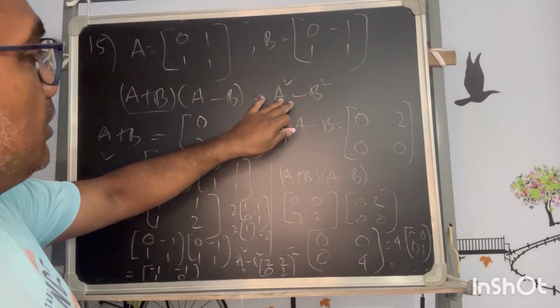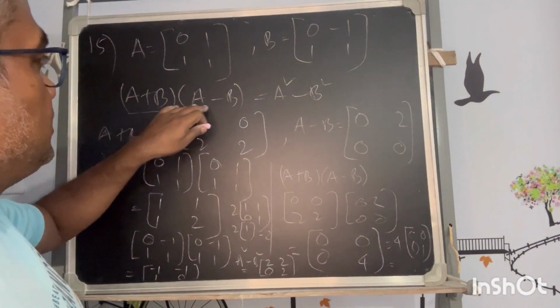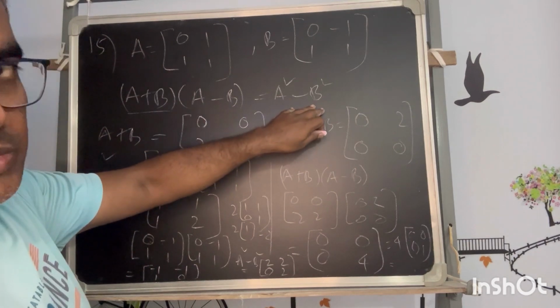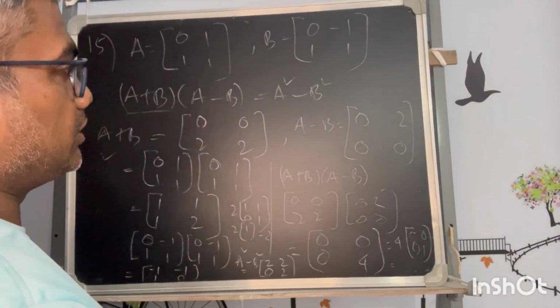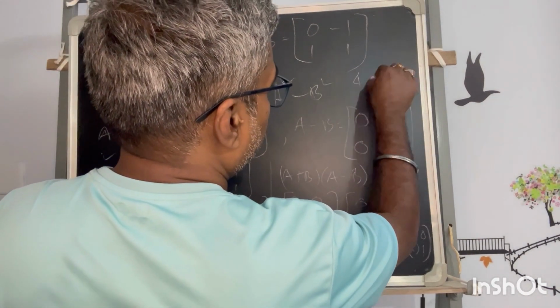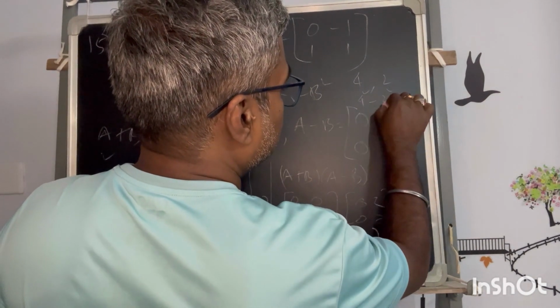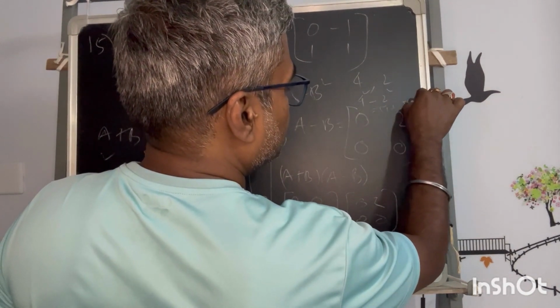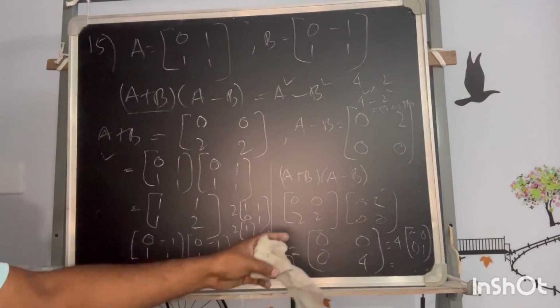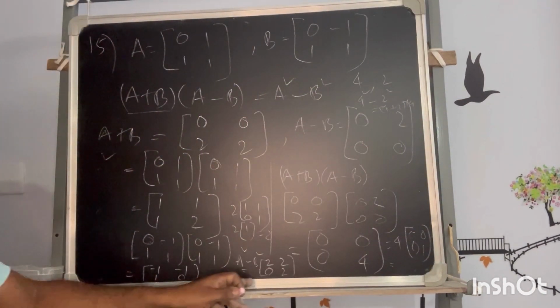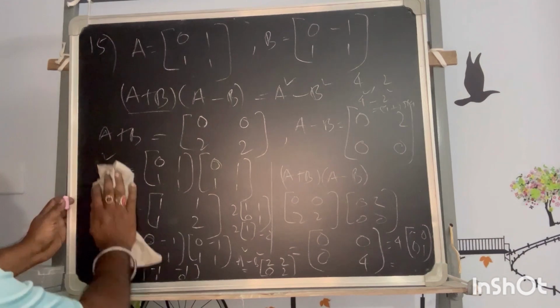So in algebra, what we can say, a plus b into a minus b is equal to a square minus b square for any numerical value. As we can say, if a and b are 4 and 2, then 4 square minus 2 square is equal to 4 plus 2 into 4 minus 2. But in matrix it doesn't follow. So that we can prove by doing computation of these matrices.